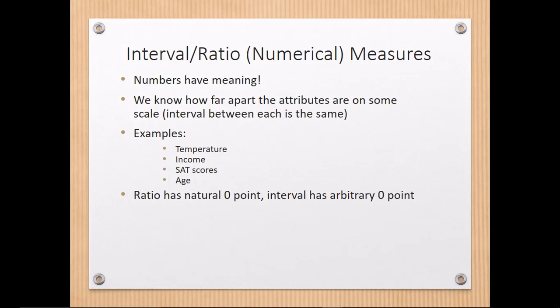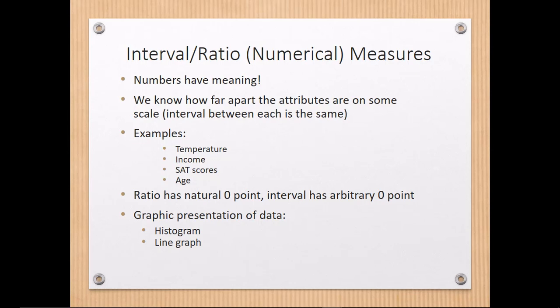Now, I've lumped interval and ratio together for convenience because they both involve equal intervals on a scale. But ratio has an actual 0 point. Think of weight on a scale has an actual 0 point, whereas interval has an arbitrary 0 point. Think about a thermometer, where 0 is just an arbitrary number.